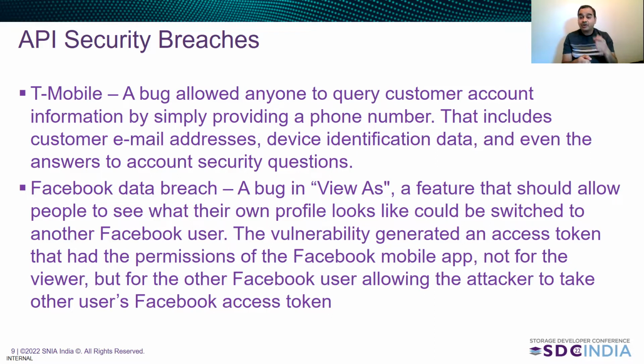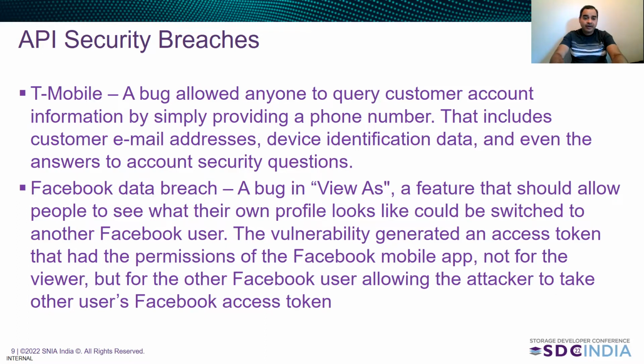This vulnerability actually generated an access token that had the permissions of the Facebook mobile app, not for the viewer, but for the other Facebook user whose name they had switched. And then using that, they could get access to the access token and do whatever the other user could do. So definitely they were able to view the other user's data, but they also had access that the other user was supposed to have. So this was another Facebook security breach.